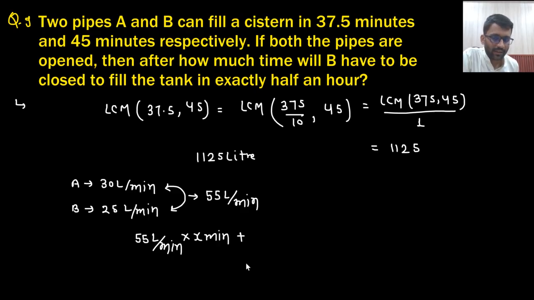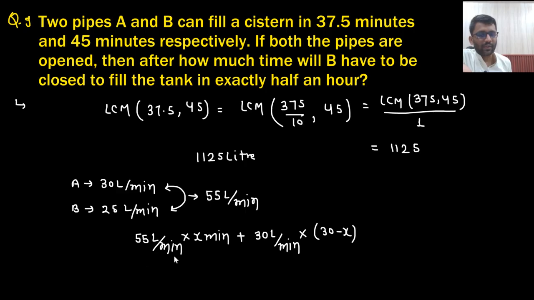After X minutes, B was closed. So only A was working, giving you 30 liters per minute. And how much time should this be? This should be 30 minus X. For X time, both were working together, and for 30 minus X, only A was working. And in this much time, the tank should be filled with 1125 liters.